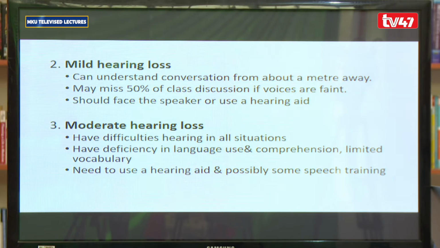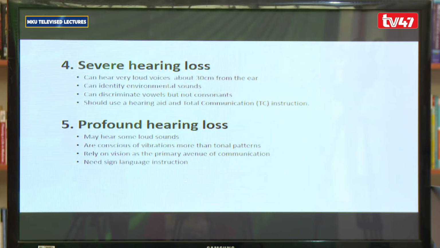Using language, understanding language can be a problem to them. And they also need to use a hearing aid or get the help of a speech therapist who can help them be able to understand when someone else speaks, be able to lip read. With the help of a speech therapist or speech training, they can manage in the classrooms.